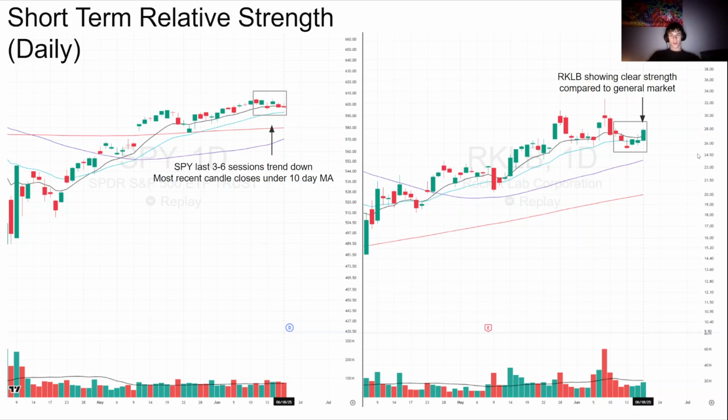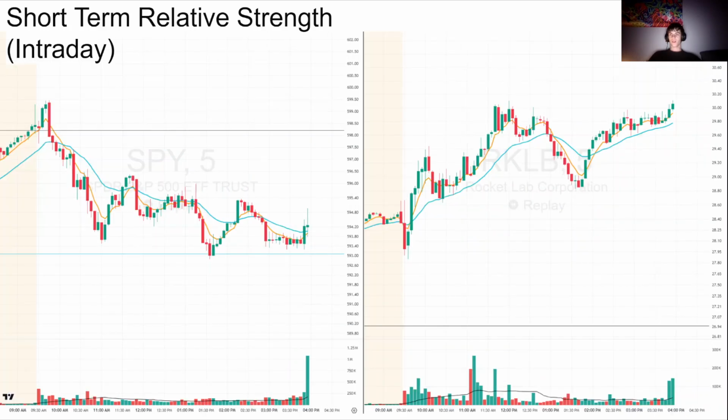So if I'm looking at this, right, and I think that SPY may bounce off of this level or bounce off of its 21-day moving average, I could be looking to target this through the high of here. And so let's look at the next session of this, and we'll look at what SPY did and what Rocket Lab did, and you can see that intraday relative strength and what would give you the confidence to hop into a trade for this.